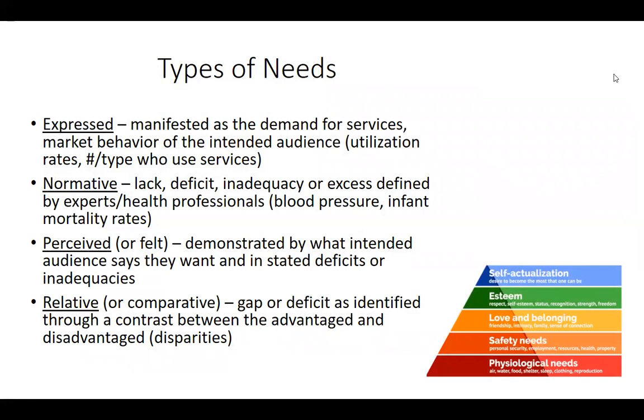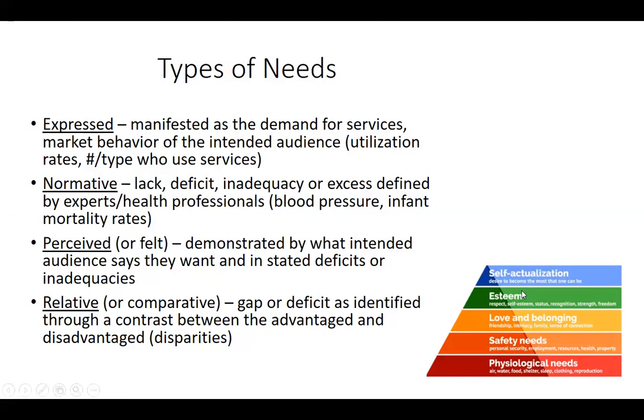The normative, those are set a lot by research or evidence. So then we can make comparisons to that. And then relative needs are often shown in disparities. And so it's the contrast between advantage and disadvantage. But again, these perceived needs, or felt by the audience, are going to be really important. If their perceived needs are not being met by an organization or program, they may find it difficult to trust or want to work on other ones if their perceived needs aren't being addressed.